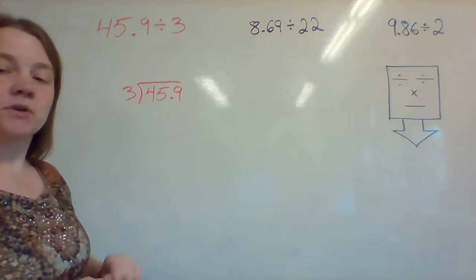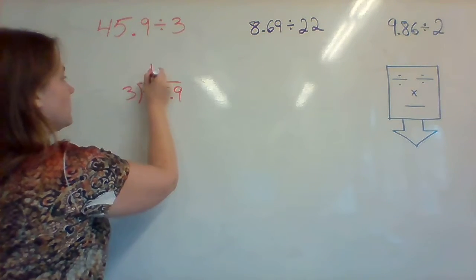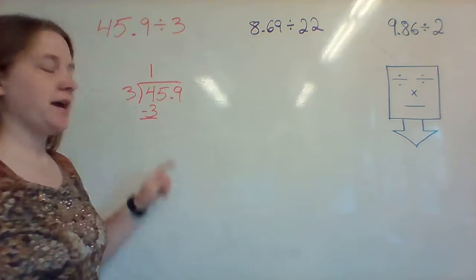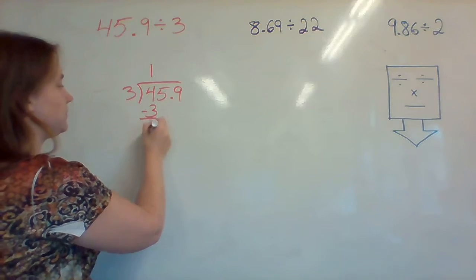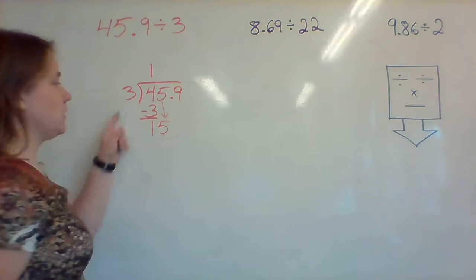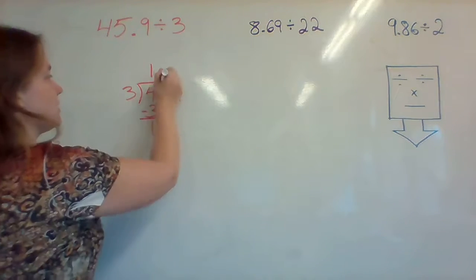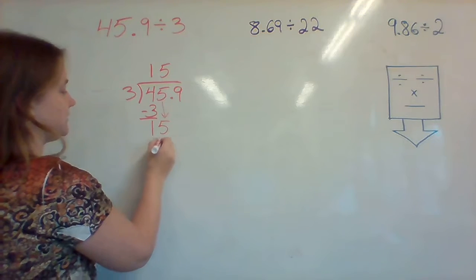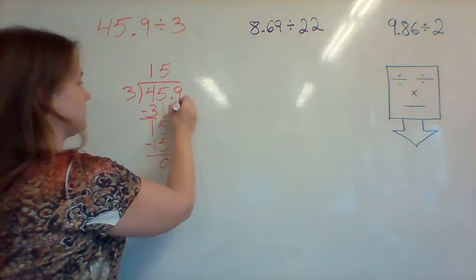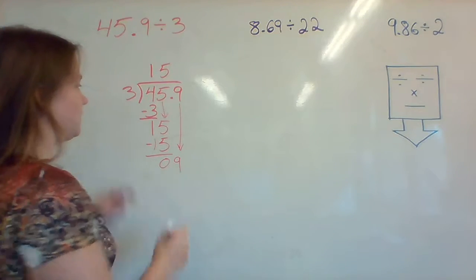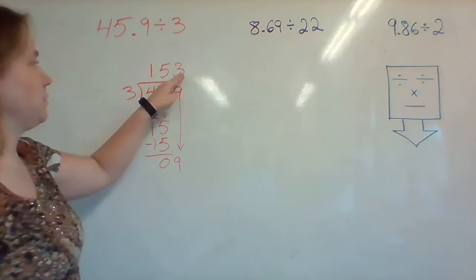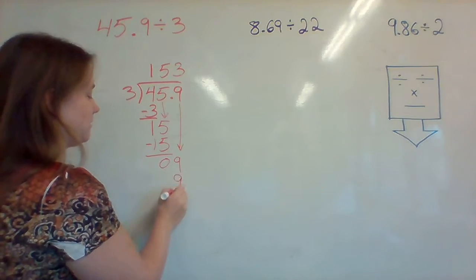So 3 can go into 4 one time. When I multiply 3 times 1, I get 3. Subtract 4 minus 3 equals 1. And now I'm going to pull down the next number, the 5. 3 goes into 15 5 times, because 5 times 3 is 15. Subtract and get 0. Then I'm going to pull down the next number, which is 9, and 3 goes into 9 3 times. So I'm going to put 3 times 3 is 9.